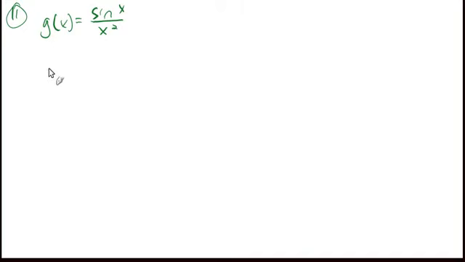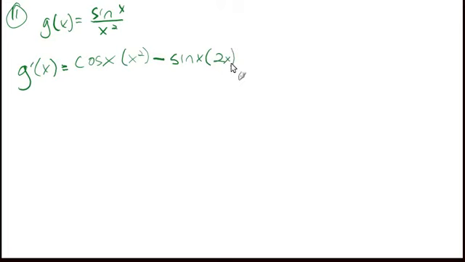Alright, so here we go, a trig function, g prime of x. Hopefully you have your quotient rule handy. I'm going to not write it down this time. So the derivative of the numerator, the derivative of the sine of x, is cosine of x times the denominator, minus the numerator times the derivative of the denominator, 2x, all over x squared squared.